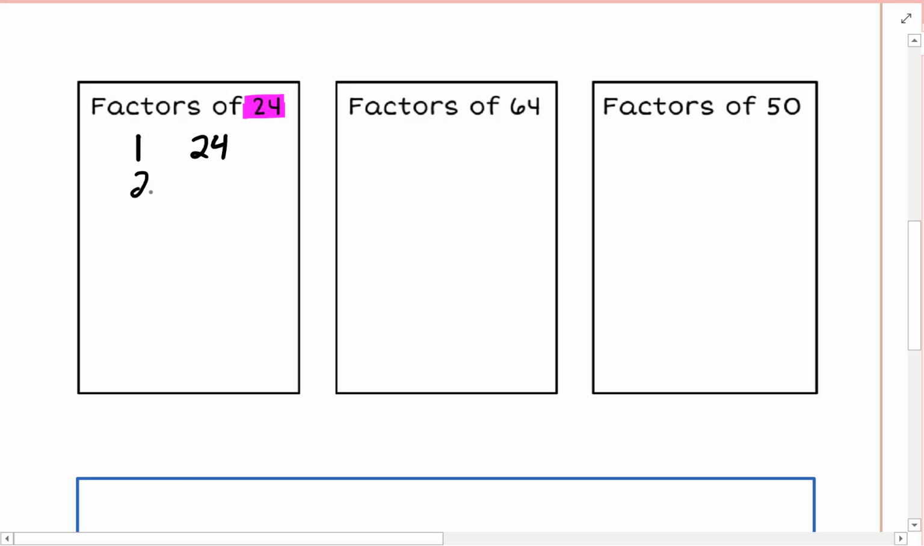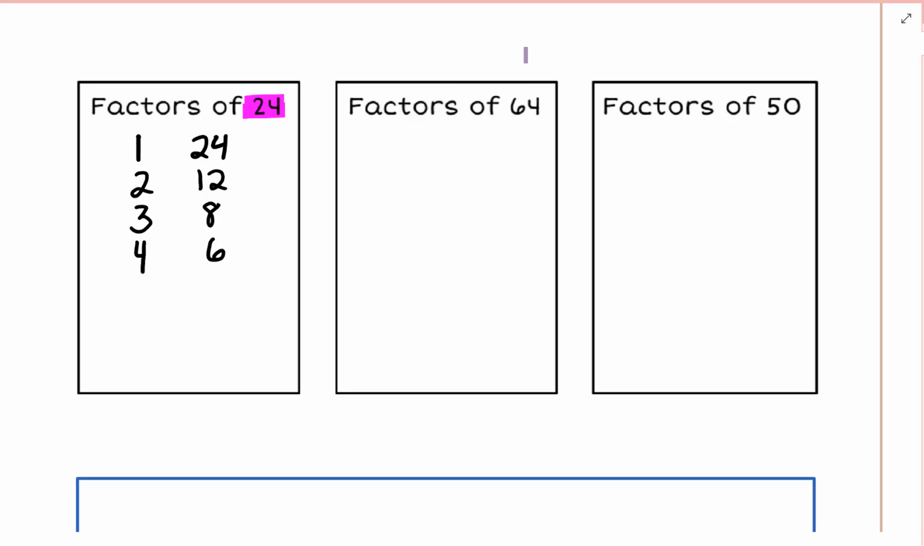Then I'm going to try 2. 2 goes into 24 12 times. 3 goes into 24 8 times. 4, 6, 5. Oh wait, this number does not end in a 5 or a 0, so I know 5 doesn't go in. So the next number I would test would be 6. But wait, 6 is already there. That's how I know I'm done, and that's why I like to write them in numerical order.